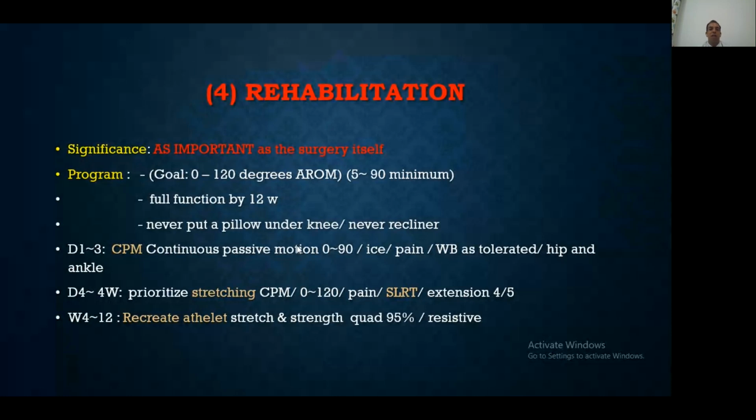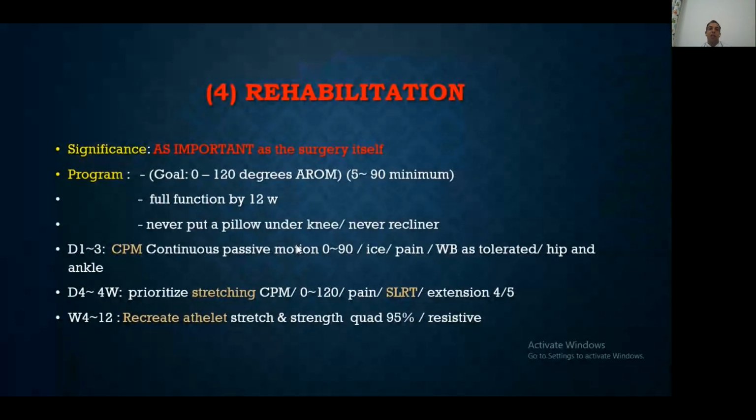The patient can apply some ice. I know there are some dressings, so maybe it is good to do that a little bit later. To control the pain is very important, and also to strengthen the hip and ankle muscles during this time is very important.